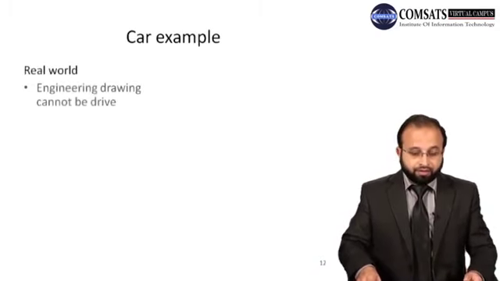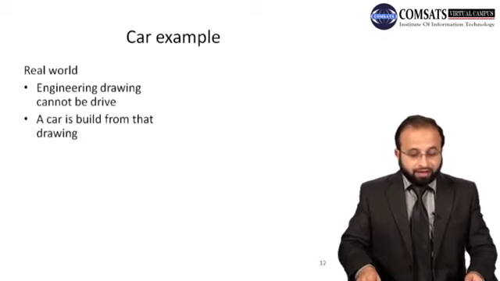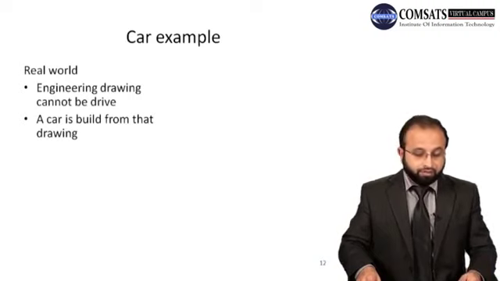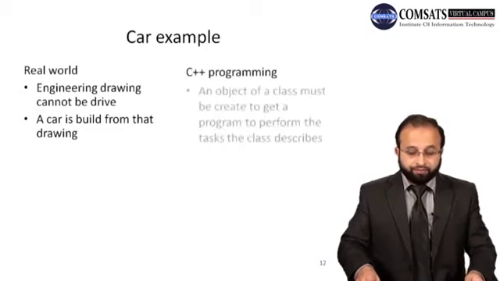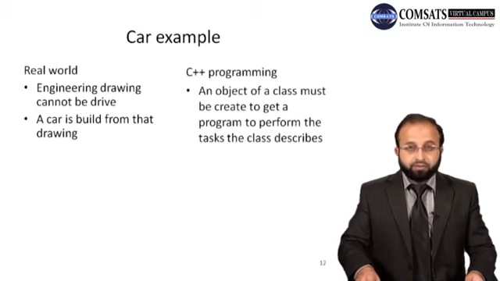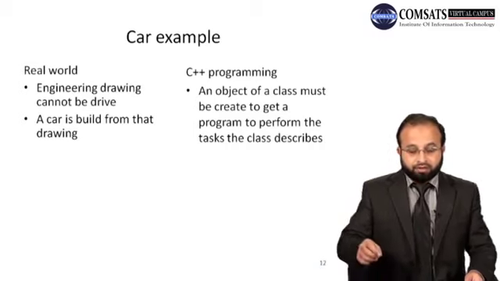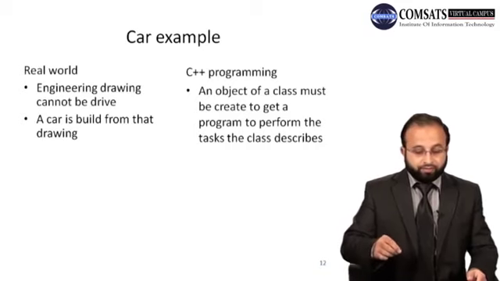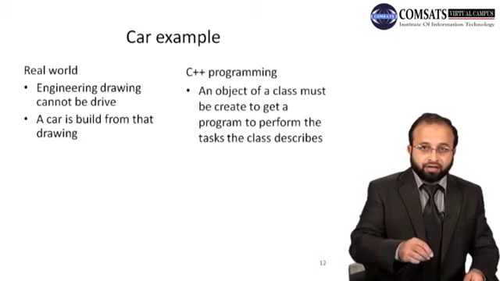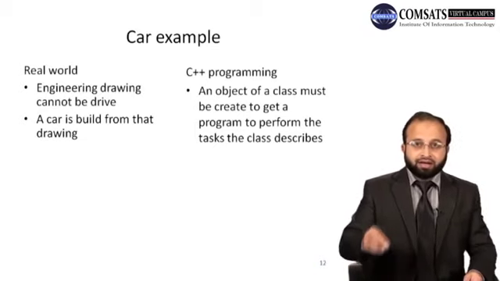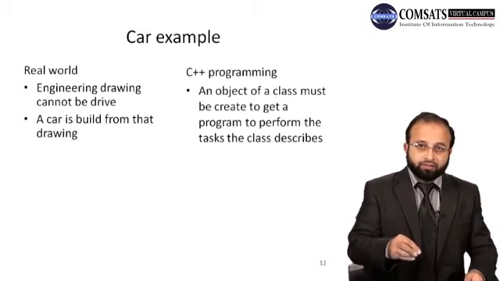So in the real world, an engineering drawing cannot be driven, but a car built from that drawing can be driven, right? You can build a car from that drawing and drive that car. Now in C++ programming, an object of a class must be created to get a program to perform the task the class describes. So you create an object of the class. You have the engineering drawing, and you create a car from that engineering drawing, right?